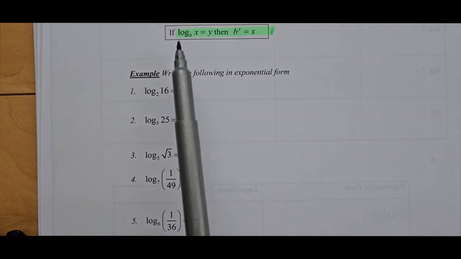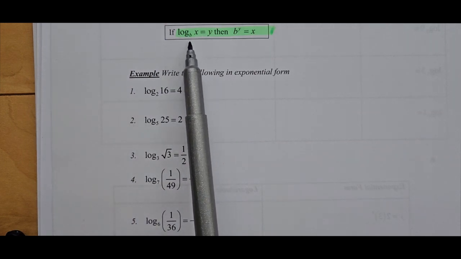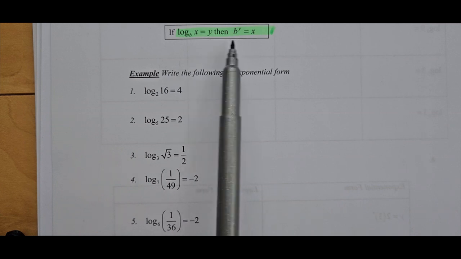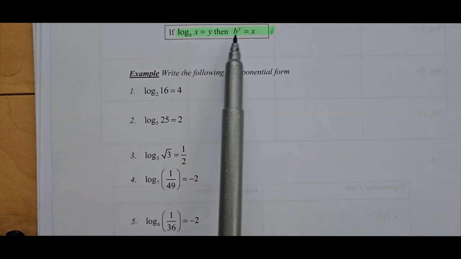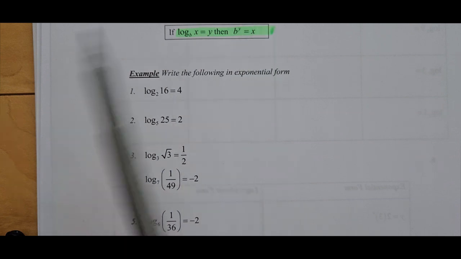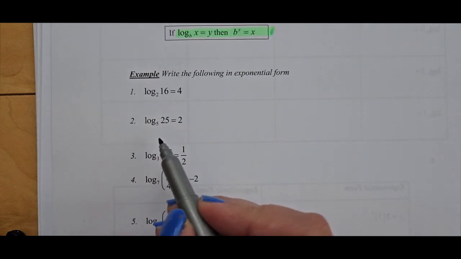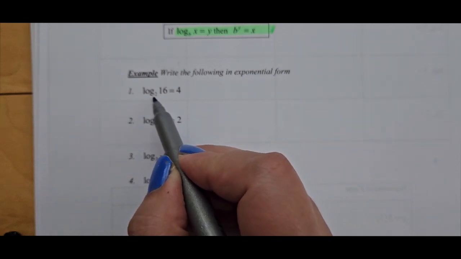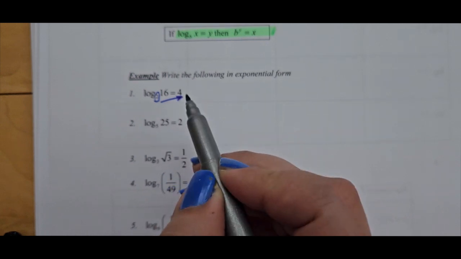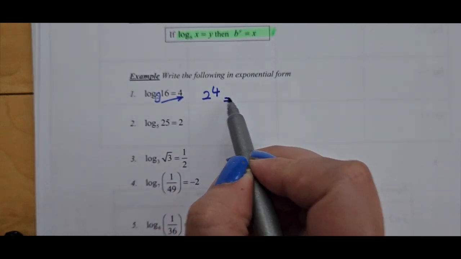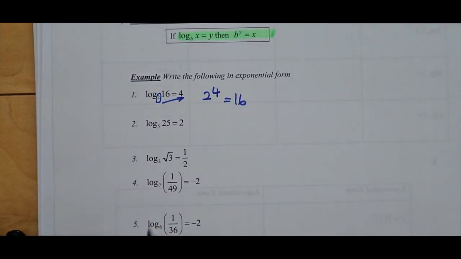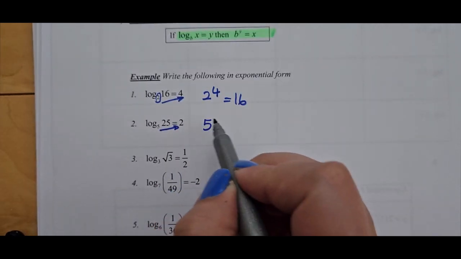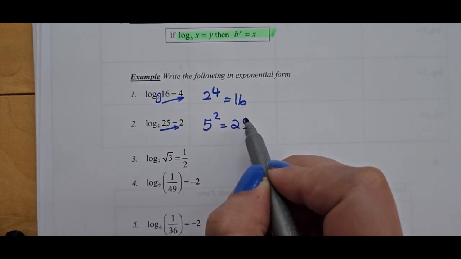Remember here, when you have log of x to the base b equal y, when you want to change it into exponent, that would be b to the power y, right, equals x. So here, as I'm a visual person, this is how I usually do. I go, this is the base, this is the power. So that would be 2 to the power 4 equals 16. Okay, so again, I go, this is the base, this is 5 to the power 2 equal 25.